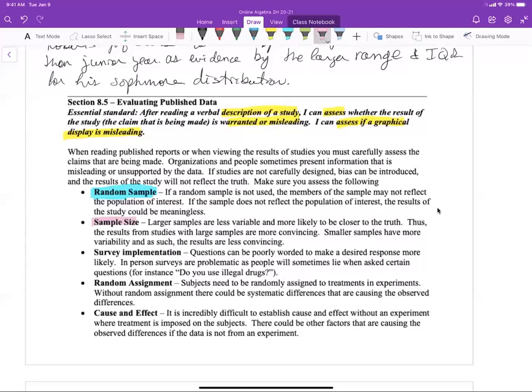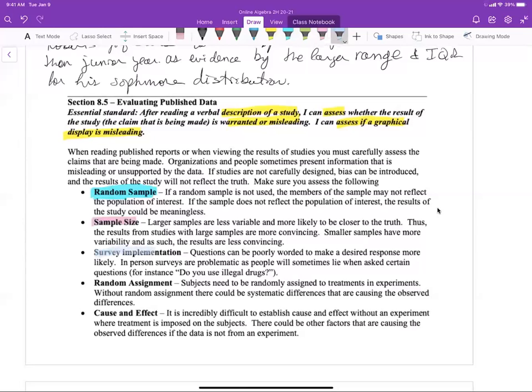The larger the sample size, the less variability and the more likely to be closer to the truth, because there's variability with anything that we measure. So we want a large sample size to ensure that we have less variability and we can have a larger confidence in the data. Thus, the results from studies with large sample size are more convincing. We can have more confidence, right? We have confidence intervals. Smaller samples have more variability, and then we have less confidence and they're less convincing, okay?